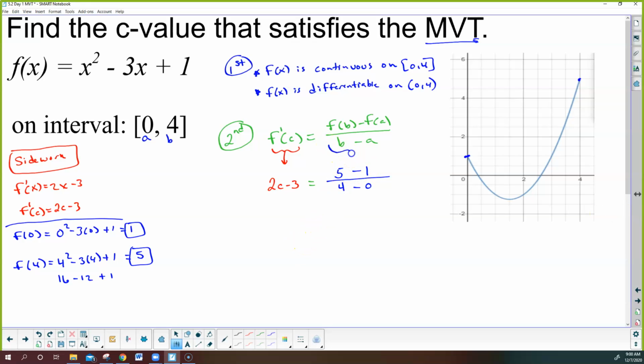So notice, what did we do? The blue part is the average rate of change. That's going to be the slope between this line. And that's pretty quick. We get 4 over 4, which is equal to 1. So the slope between the two endpoints is 1.